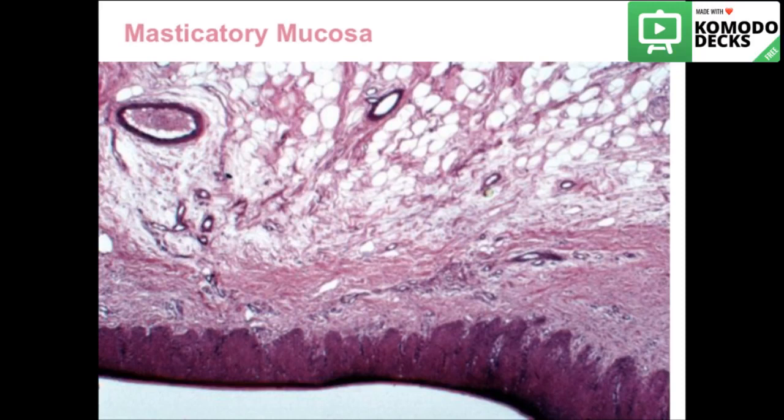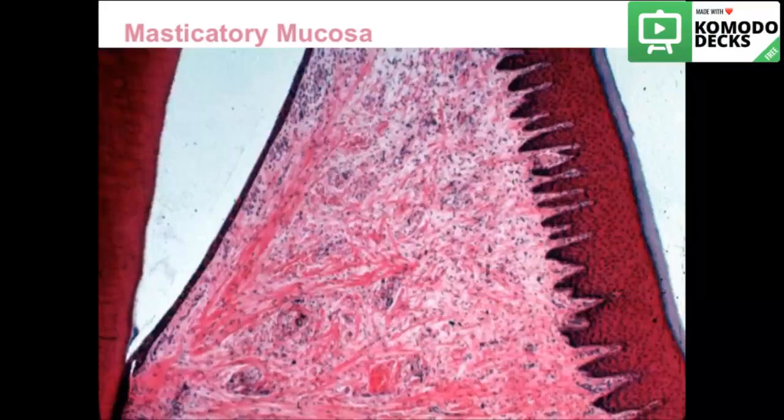A distant section for a masticatory mucosa. This is the epithelium with the underlying thick lamina propria and underlying submucosa. Again, a keratinized epithelium and a thick lamina propria.